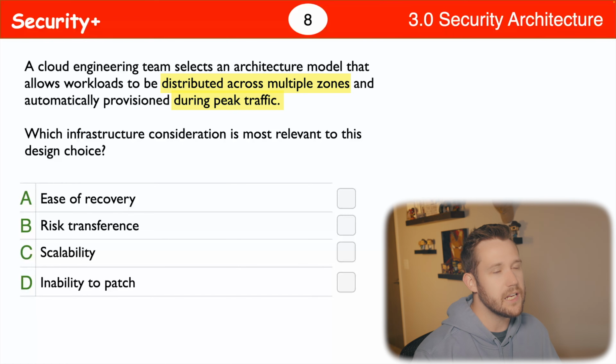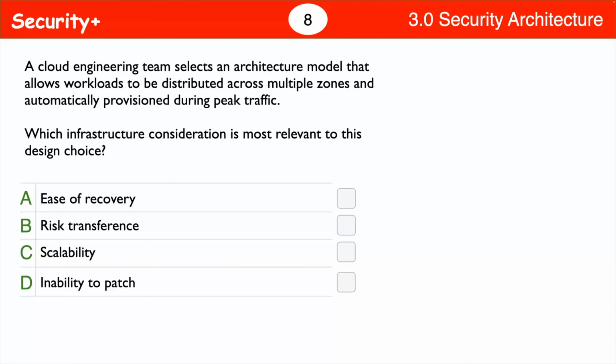So these indicate a need to handle demand changes dynamically. All right, so let's go ahead and do the process of elimination here. And we can start by eliminating D, inability to patch. Since the scenario doesn't mention update limitations or something such as a legacy system that wouldn't be eligible to patch, we could go ahead and rule out D there.